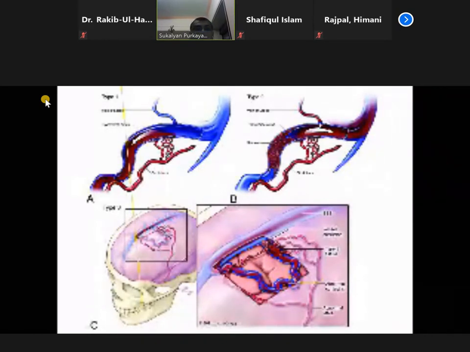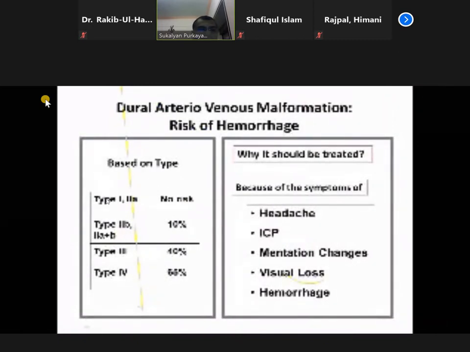Now, what are the risks? Type 1 and type 2 usually carry no risk. If the sinus is nicely patent, usually we don't treat, or if you want to treat, you can just block the arterial feeders, or the patient can use manual compression of the arteries, and that usually works well. Now, if it is type 2B or type 2AB, the risk is increased, maybe around 10 to 20% risk of bleed. In type 3 and type 4 the risk is quite high, so early treatment is very important.